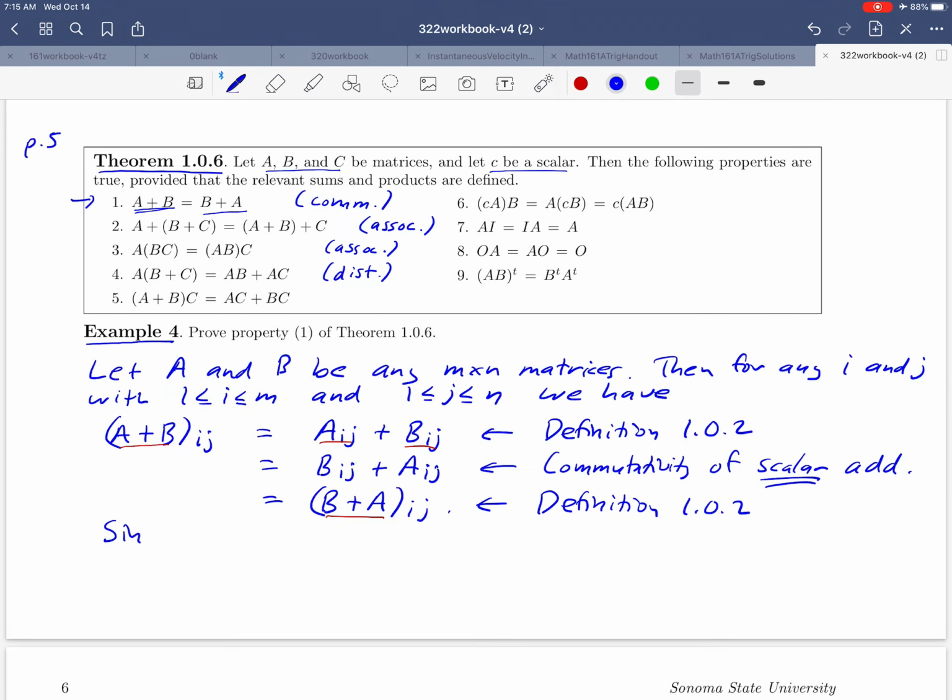So we could finish our proof by saying something like this. Since i and j were arbitrary, we now know that the entire matrices, A plus B and B plus A, are equal to each other. And that's our proof.